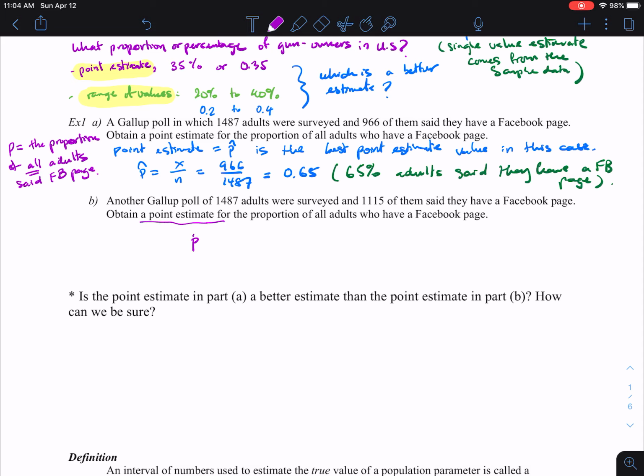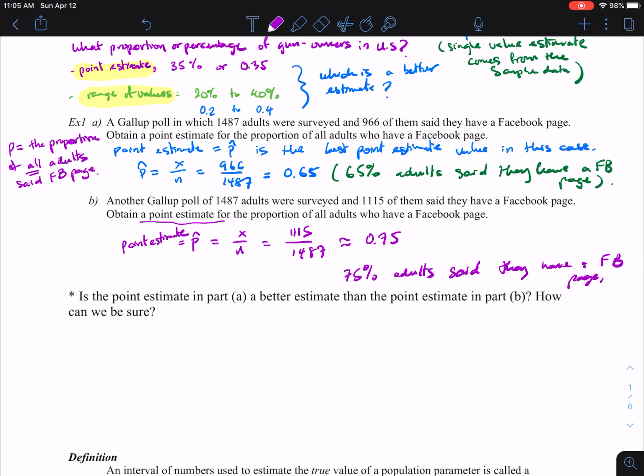In this case, our p hat is going to be our point estimate again, because we're using the sample data, and that's going to be x over n. X in this case is 1,115, n is 1,487, and if you use a calculator, that's roughly around 75%. So from this sample, around 75% of adults say that they have a Facebook page. So two different samples, same sample size, yield two different point estimates, two different p hats.